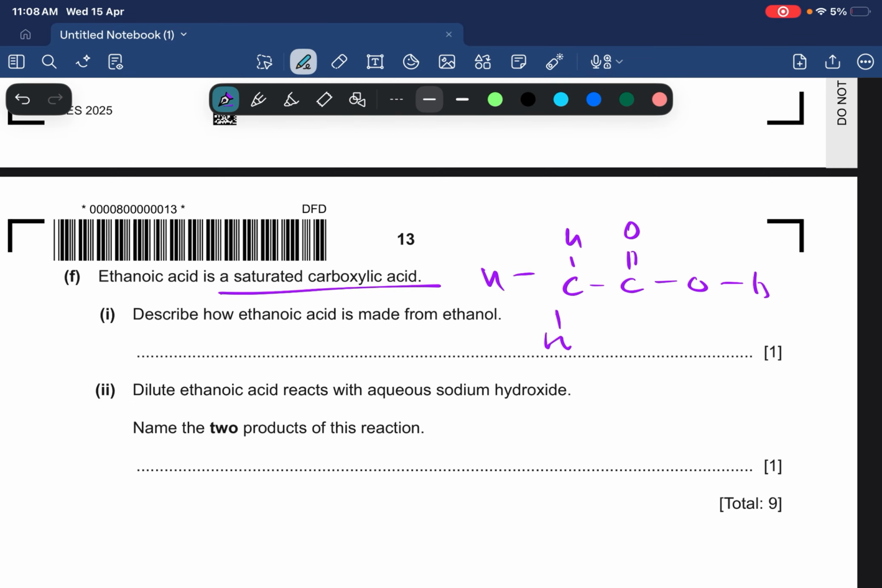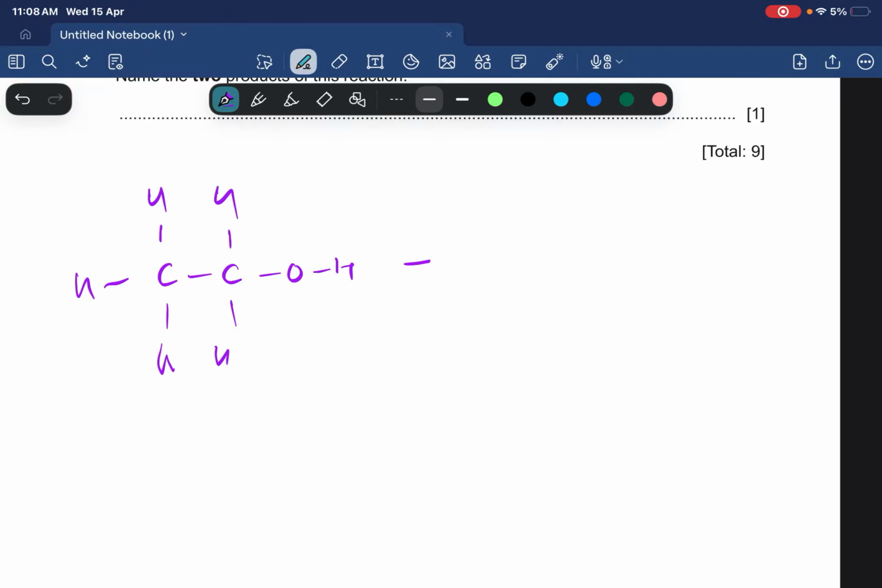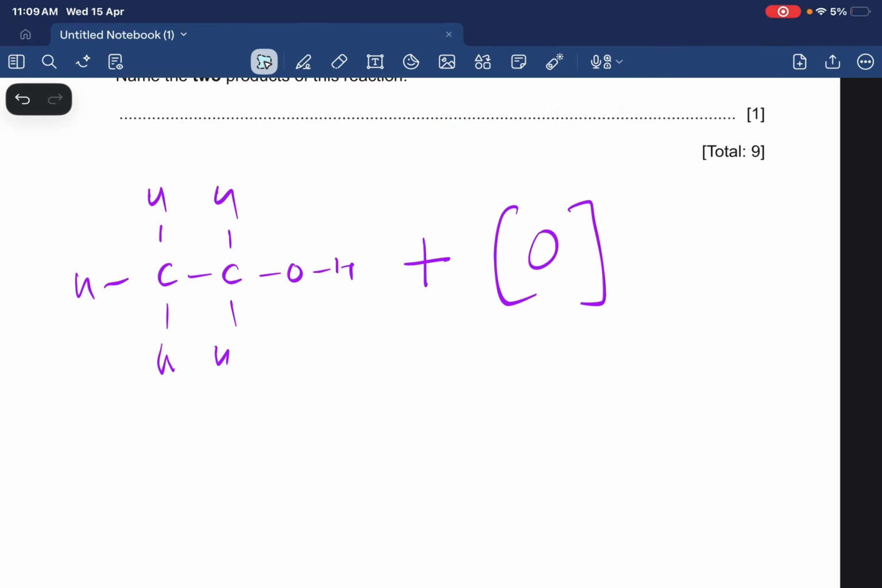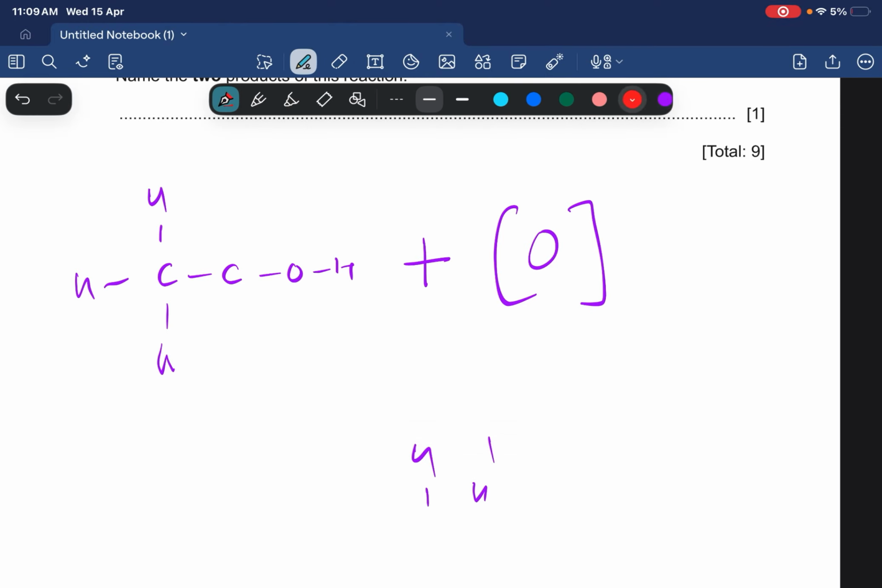It describes how ethanoic acid is made from ethanol. Do you guys remember? You have alcohol, you oxidize it. This is your alcohol. Okay? This is your ethanol. And now what do we do? You add oxygen to it. And when you add oxygen to it, what happens? This H removes from here. This H removes from here. And this oxygen goes over here. You form a double bond here. That is what is happening.